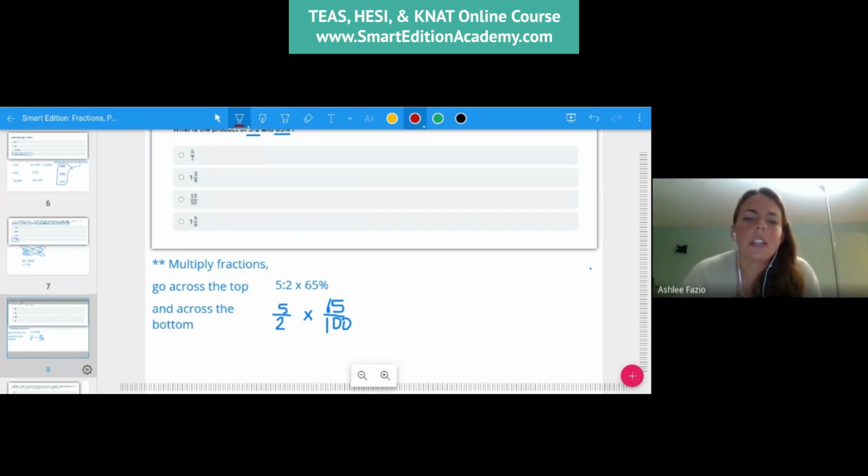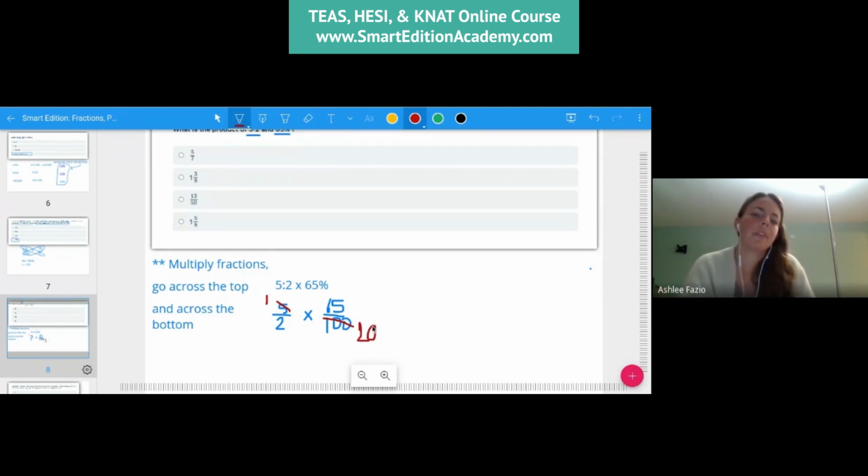The way to do that is to look at the top numbers and the bottom numbers and ask yourself, is there a factor that goes into one of these top numbers that also goes into the bottom numbers? There's a bunch of different ways to do this. The first one that pops out to me is the 5. If I divide this by 5, I would get 1. And if I do it on the top, I have to do it on the bottom. So I'm going to divide this one by 5, and I get 20.